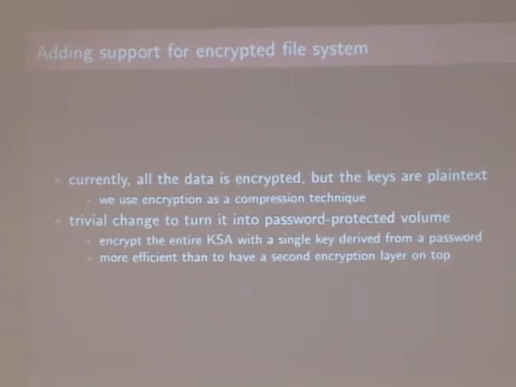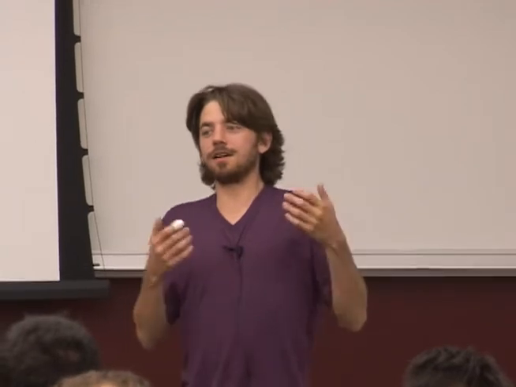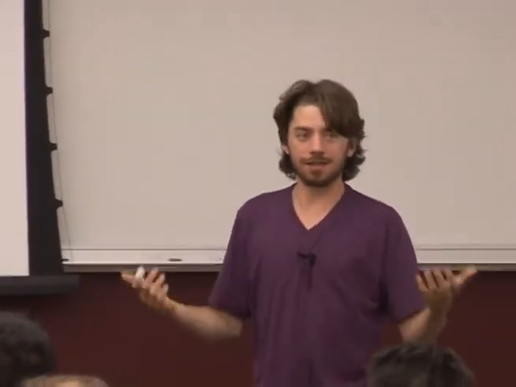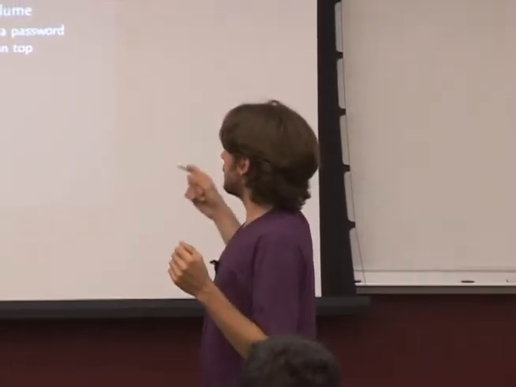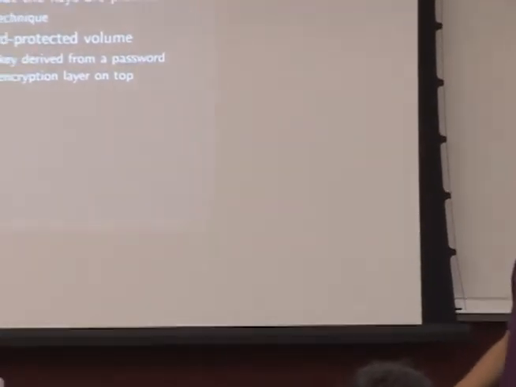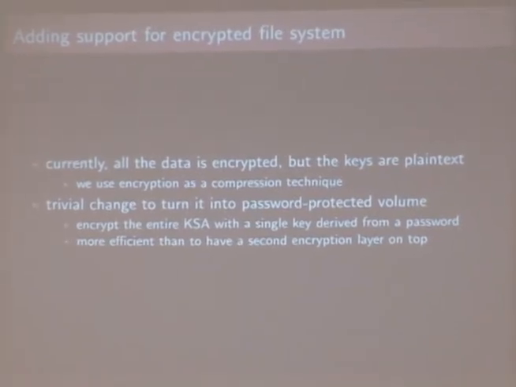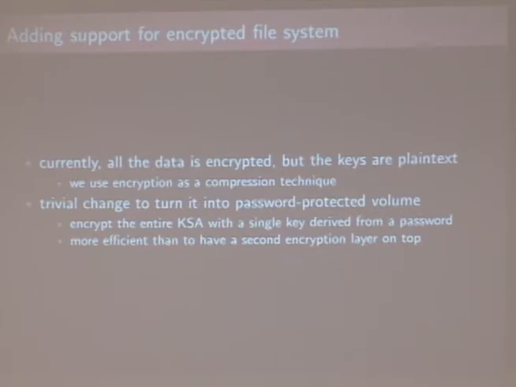However, if we just encrypt the KSA with some long-term key that's derived from a user passphrase, then suddenly an attacker who's able to read the KSA without the passphrase won't be able to decrypt the data nodes. Right now we store the KSA in plain text. Turning it into an encrypted version is relatively straightforward and comes at very little extra cost. We note that it's much more efficient than having a second level of encrypted file system on top that not only encrypts the data once for secure deletion, then encrypts it again. Here we just need to encrypt the KSA to get our security.